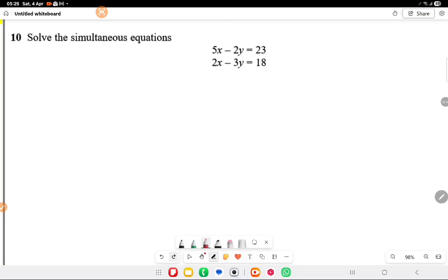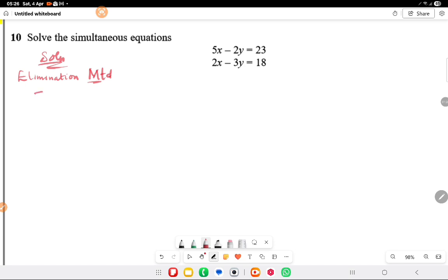This is question number 10, GCSE May 2024. It says solve the simultaneous equation. We are going to explore using different methods of solving simultaneous equations. First, we take the elimination method. In the elimination method, we are going to remove or eliminate one of the variables, x or y.